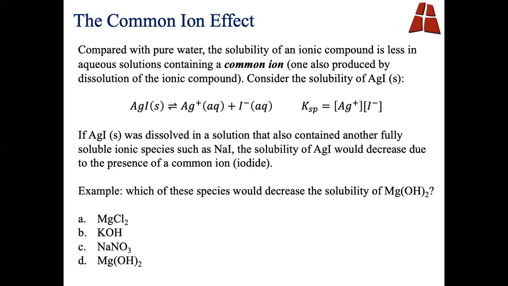Here's a question for you. Which of these species would decrease the solubility of magnesium hydroxide? Take a moment, think about that. The answer is the first two, magnesium chloride and potassium hydroxide. If magnesium hydroxide is sparingly soluble, it dissociates into Mg2+ and OH-. Magnesium chloride would produce Mg2+, which is a common ion, and KOH would produce OH-, which is another common ion.